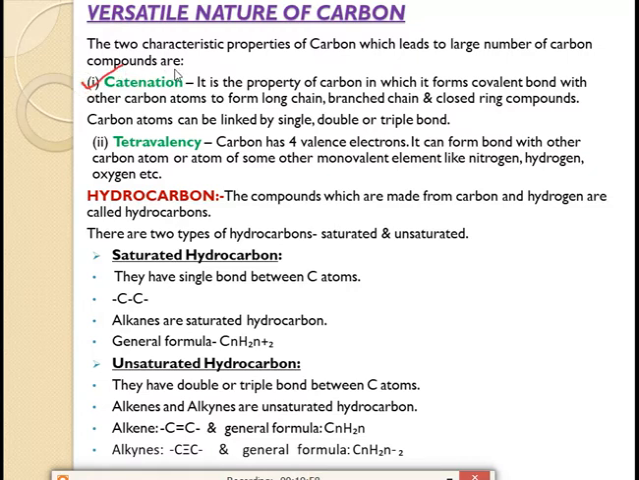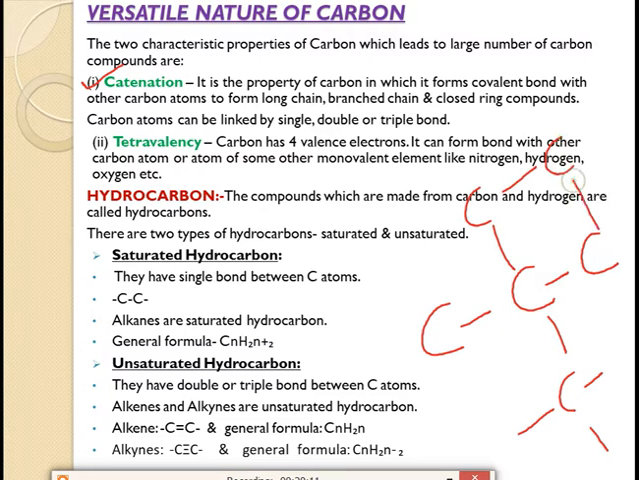About catenation I have already told you. It is the property of carbon by which it can link with itself to form a long chain, to form branches, or to form a ring-like structure like this. So let's see the definition of catenation. It is the property of carbon in which it forms a covalent bond, by sharing of electrons with other carbon atoms, to form a long chain, branch chain and closed ring compound. This is the definition of catenation.